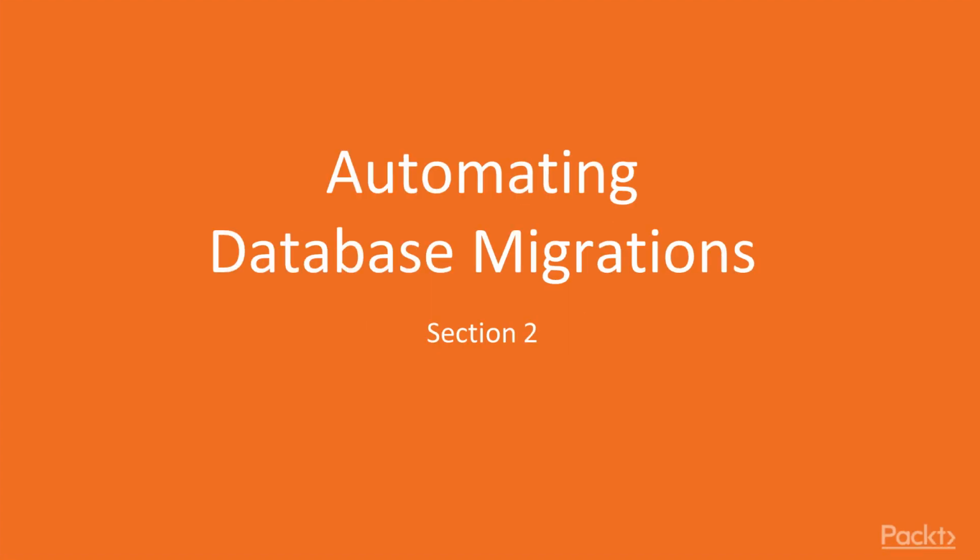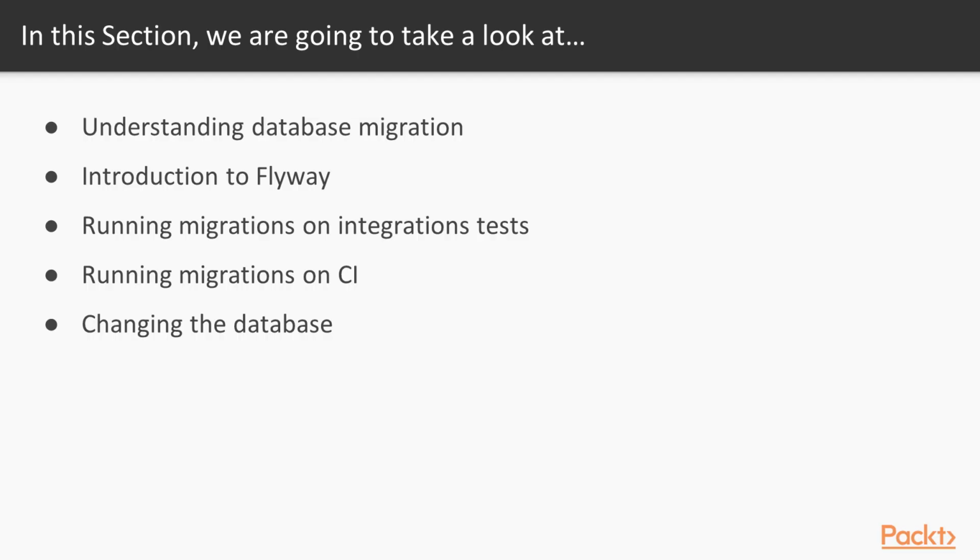Welcome to the second section of this course, Automating Database Migrations. In this section, we are going to understand what is database migration. Then we are going to have an introduction to Flyway. After that, how to run migrations on integration tests, how to run migrations on CI, and finally, change the database and run the full pipeline again.